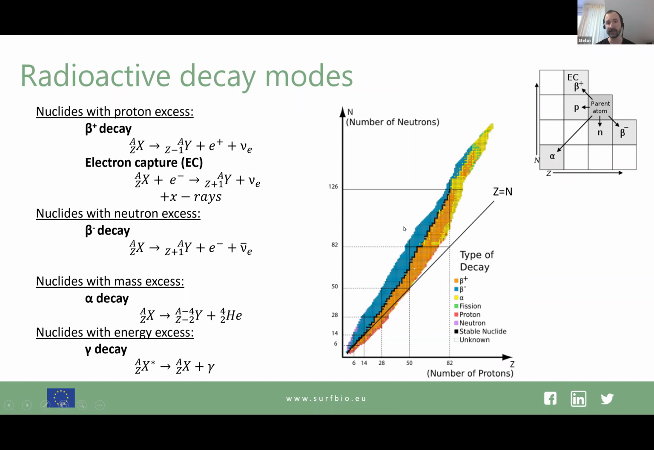So this is the radionuclide chart, where you basically have all the nuclides that are known with their number of neutrons and the number of protons. And here you have a scheme of the different decay forms that can happen, and where the end of this decay ends up.